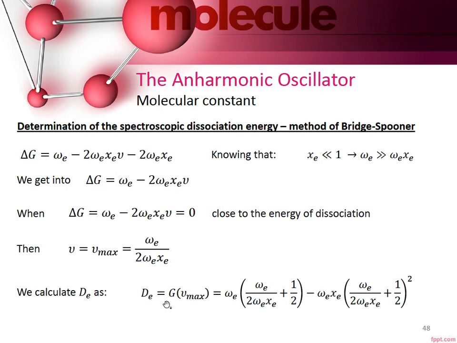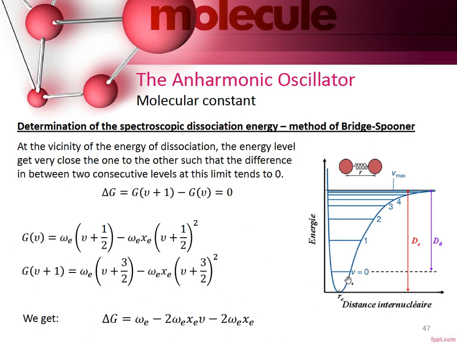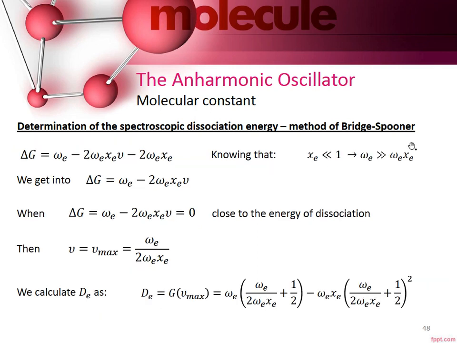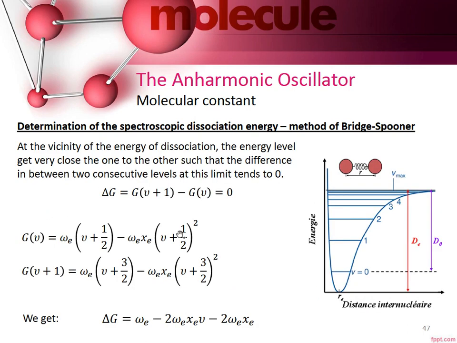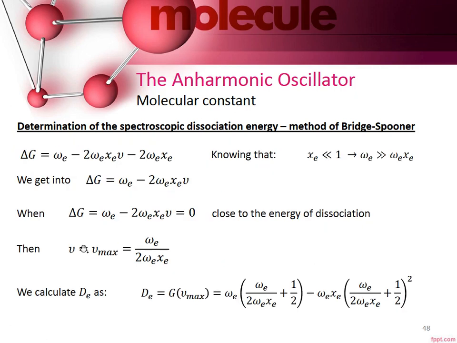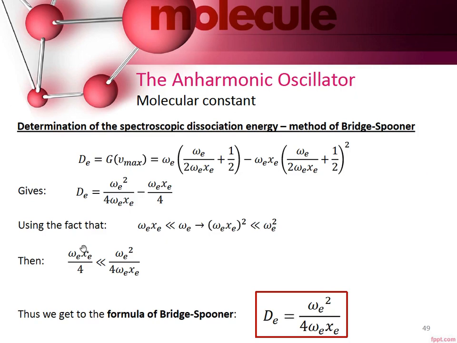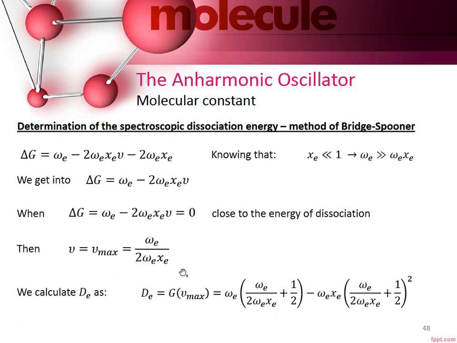Now, why is it just G of V max? Because in fact, G of V max is the energy for the V max minus the absolute zero value, to get dE, right? Great. So just put V max in the expression of G. So where is G? There's G. And instead of V here, put V max. So if you put V max in there, you just do the calculation, and you will get to this.